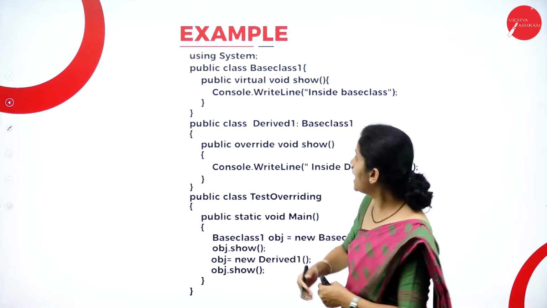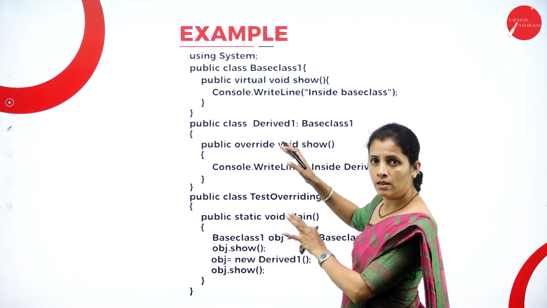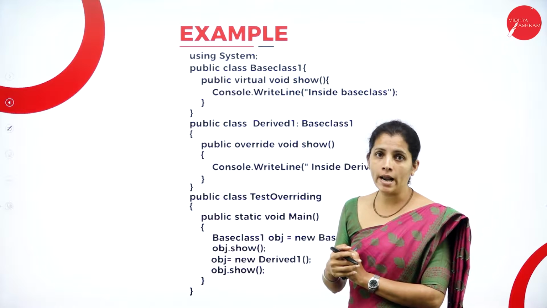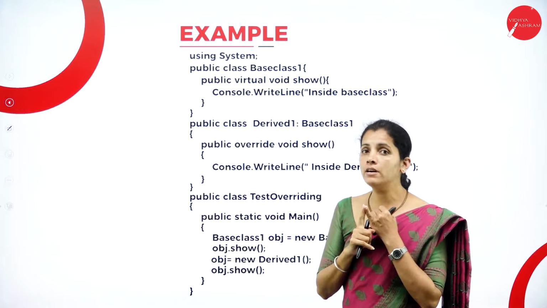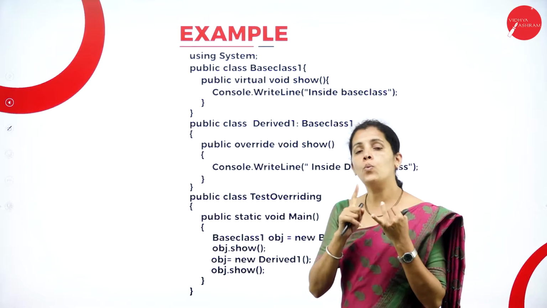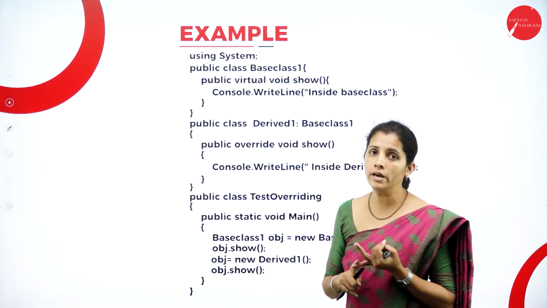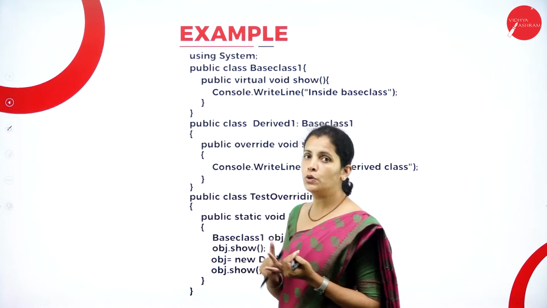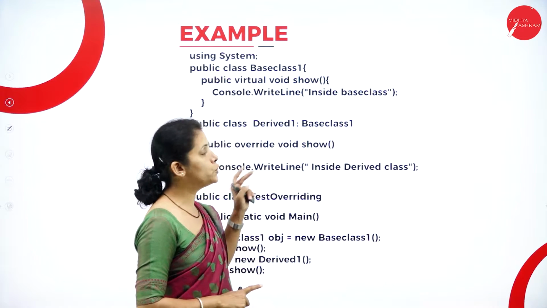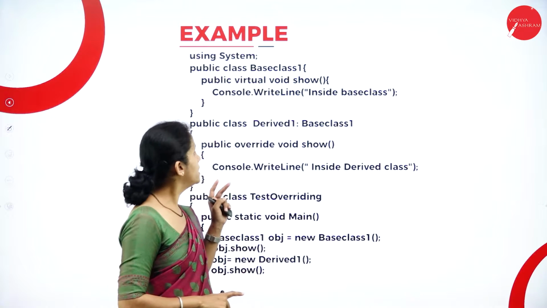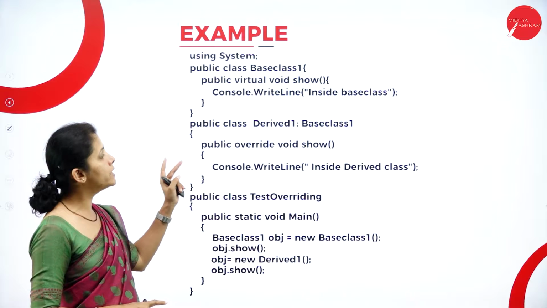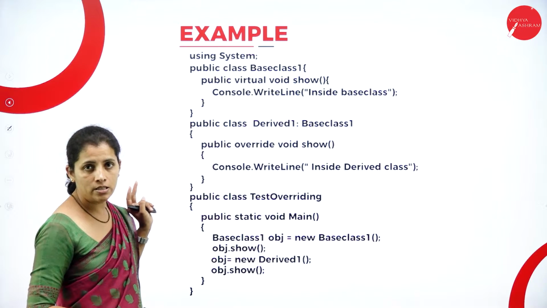So, dear student, I have the same program. Now, to achieve method overriding, what are the keywords I want to use in C#? That is virtual and override. And where am I going to use virtual? In my base class. And where am I going to use override? In my derived class. Virtual and override are the modifiers.